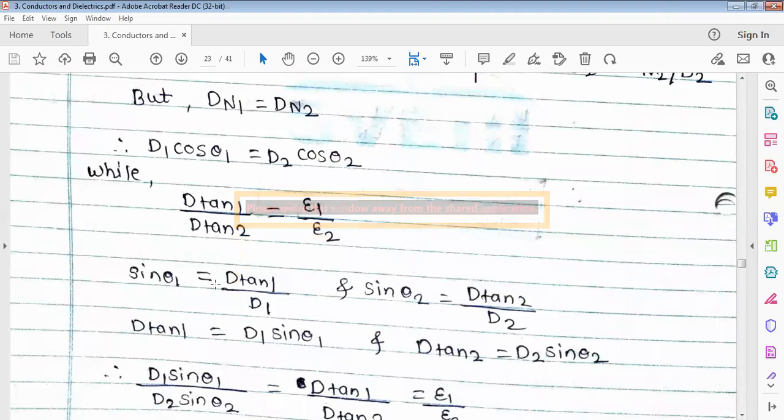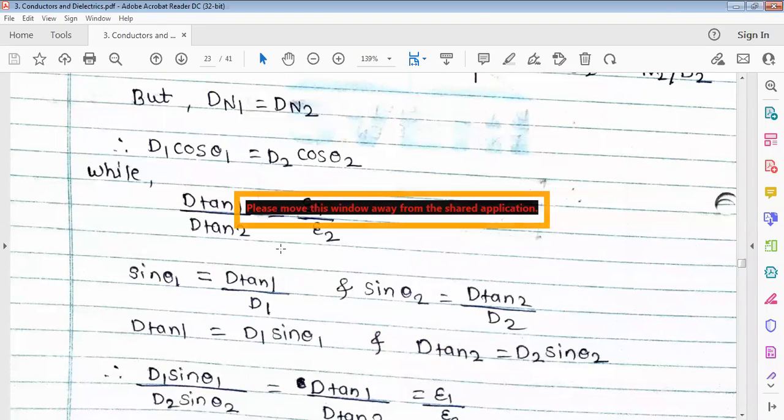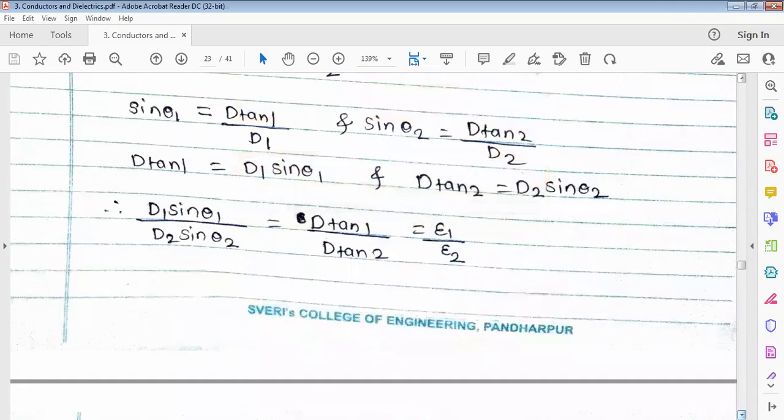So sine theta 1 is equal to the front side. The front side is the tangential side, right? So it is d tan 1 divided by d1, and sine theta 2 is equal to d tan 2 divided by d2. So here we are getting the tangential component. The d tan 1 is equal to d1 sine theta 1, and d tan 2 is equal to d2 sine theta 2.